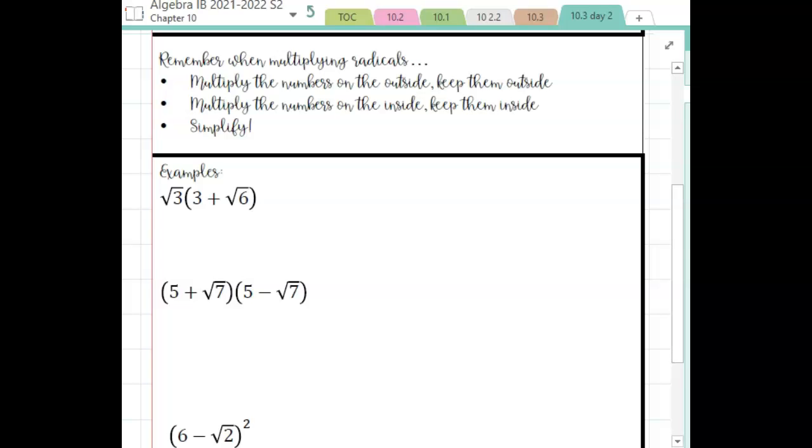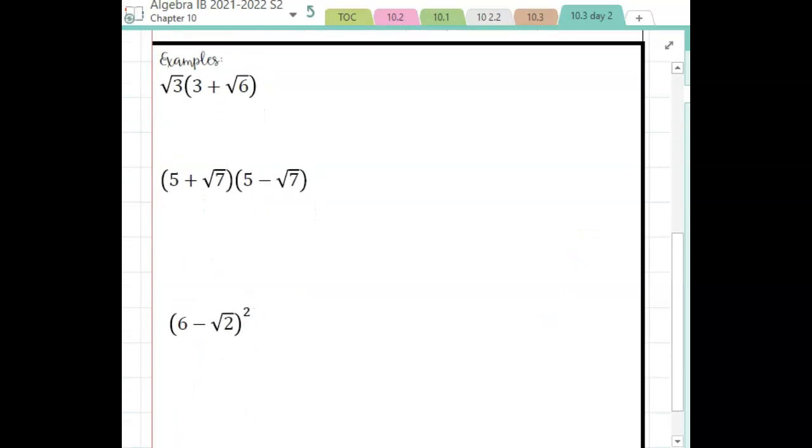So we're going to combine all of that stuff together along with all of these awesome radical rules we know. Remember, you multiply the numbers on the outside, keep them on the outside. That still is true for today. Multiply numbers on the inside, keep them on the inside. That also works for today. And then lastly, you always want to make sure to simplify and make sure it's in simplest form.